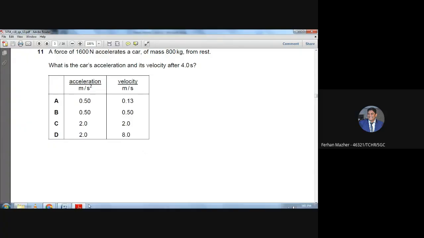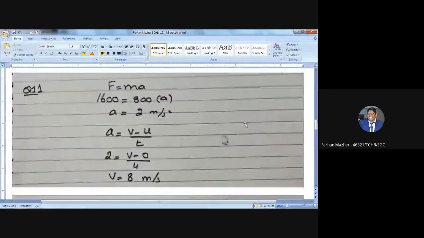I've done this on paper. Let me show you that working. Okay, on your screen, can you see that? F equals ma. 1600 equals 800 into a. a will be equal to 1600 divided by 800, and the answer will be 2 meter per second square. So we know the acceleration. You know the acceleration formula is v minus u by t. Acceleration is 2, initial velocity is 0, time is 4. Put the values, get the value of v, it will be 8 meter per second. So acceleration is 2, and the final velocity will be 8 meter per second.